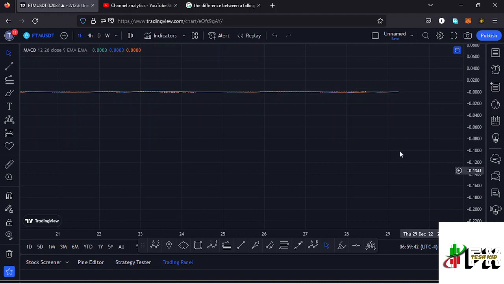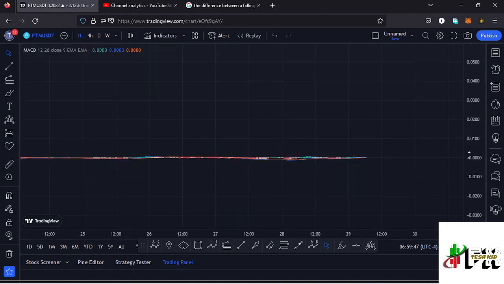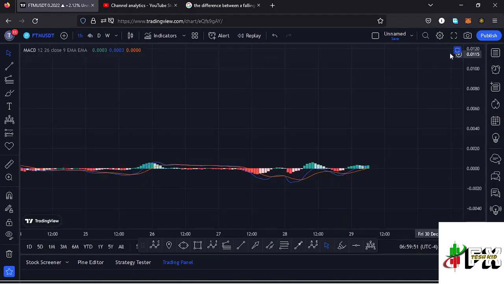Also taking a look at the MACD, here on the MACD we have been able to print a bullish cross, and that means higher prices are coming our way. So let's be patient and see how that plays out. And that's the update for Fantom.